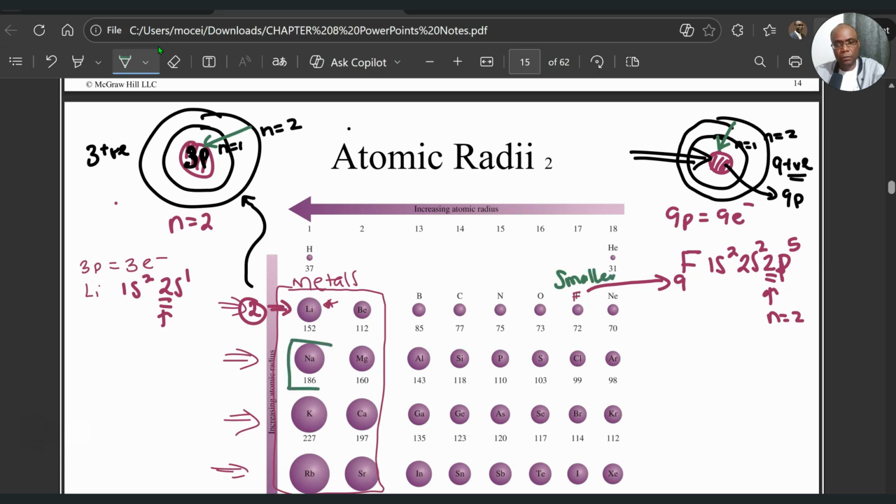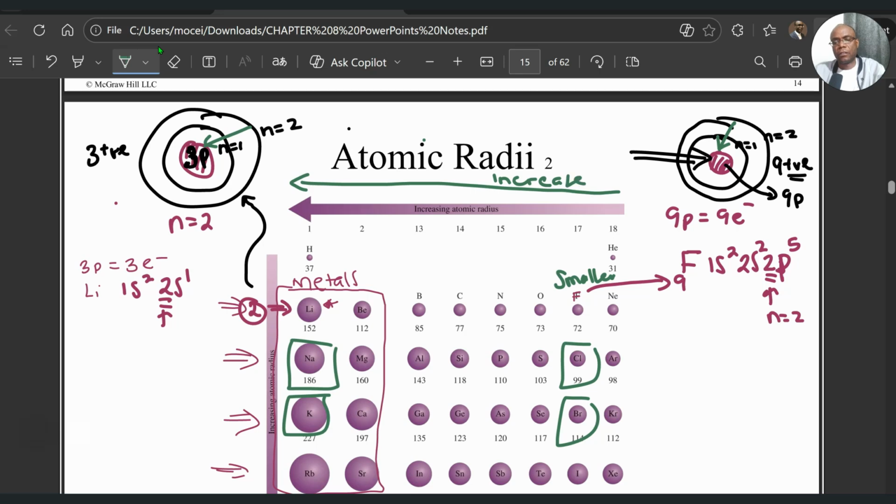And it will be the same thing if you compare sodium to chlorine or potassium to bromine or any other elements in that line. So atomic radius increases from right to left, or it's going to decrease, if you like, from left to right. Why? Because of the increase in the number of protons pulling the same number of energy shells. Okay, so that's the trend here.